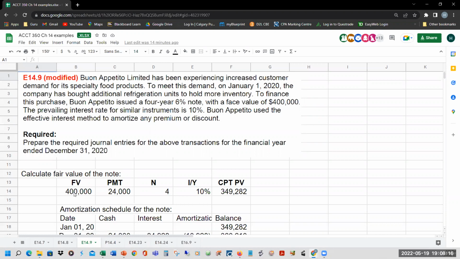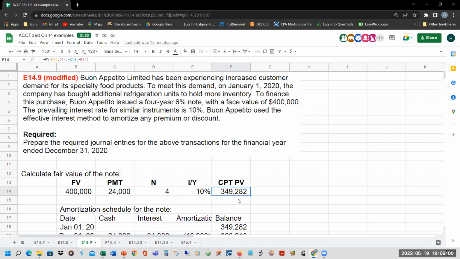So 6% of 400,000, that's $24,000, right? And there's going to be four such payments because that's a four-year note. N is 4. The market rate is 10%. So when we assess this particular setup, we're going to use the I/Y of 10%. And when you run the math, the fair value of this note payable is actually a shade under $350,000, 349,282.